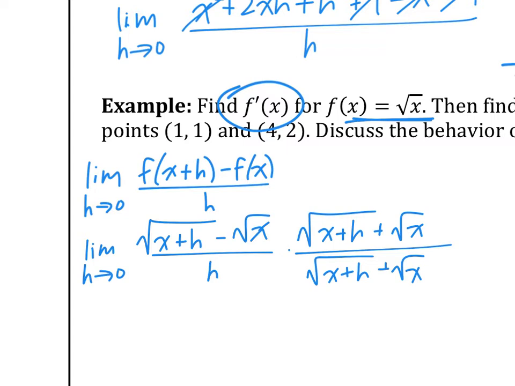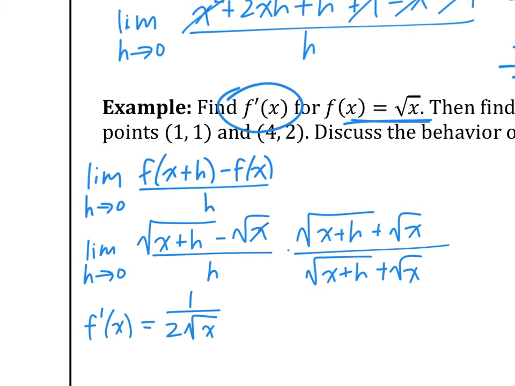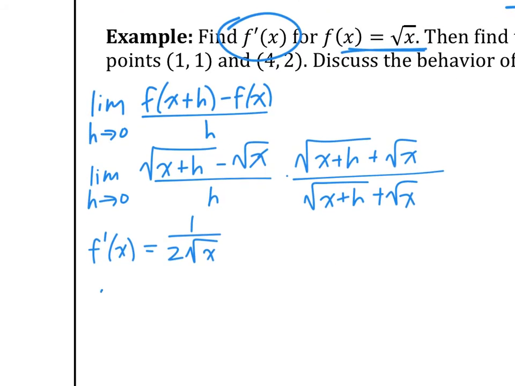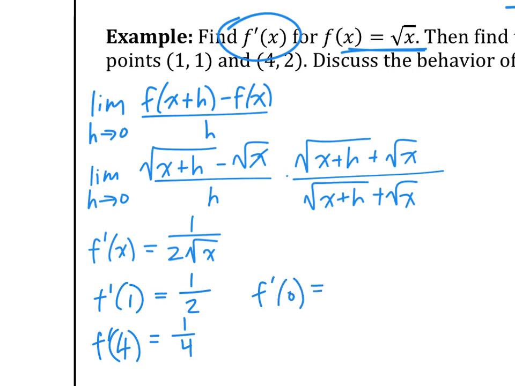Okay, so you need to remember how to simplify all that. Go ahead and do that. Did anyone get the derivative? Yes, that's correct. So now the question is, what is the slope at 1, 1? We only care about 1, so plug it in. 1/2. What is the slope at 4? 1/4.